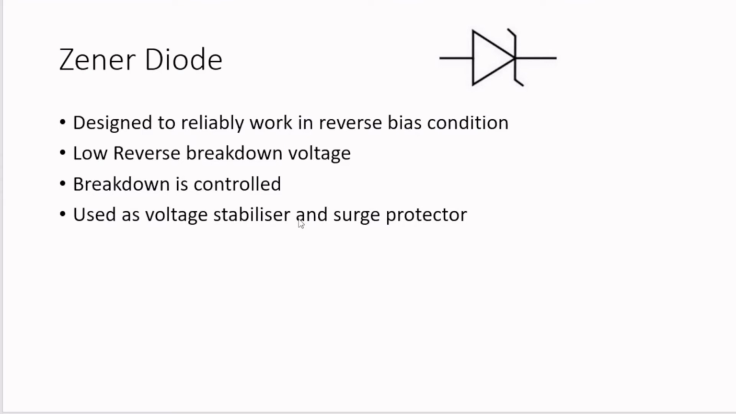It works in a reverse bias condition. They are designed to reliably work in that way. Why? Because they have a low reverse breakdown voltage, which means it requires less voltage compared to normal diodes to start conducting current in a reverse bias condition. And then breakdown happens, but the breakdown in this one is controlled. Otherwise, in a normal diode, when the breakdown happens, we cannot use the diode anymore. They can also be used as voltage stabilizers or surge protectors, which means that if there's any surge of current or anything in the circuit, they can stabilize and protect the entire circuit.